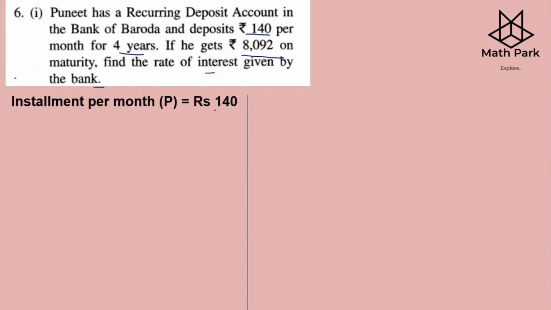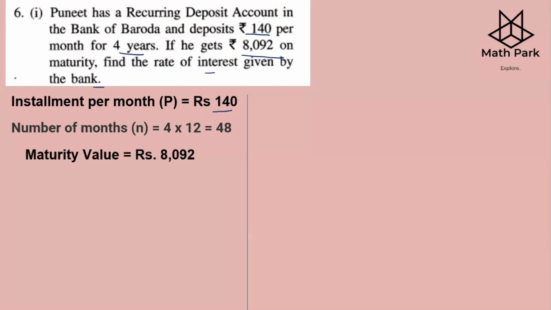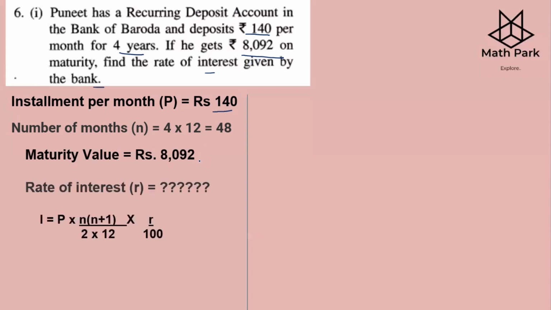So installment per month is rupees 140, which we denote as P here. Then number of months, since it is 4 years and we are using number of months in the formula, so 4 times 12, we get 48 months. Maturity value is 8,092. We are asked to find the rate of interest. So let us use the interest formula, P into N in bracket N plus 1 upon 2 times 12 into R by 100. Substitute the values here. 140, N is 48, N plus 1 is 49 upon 2 times 12 into R by 100.